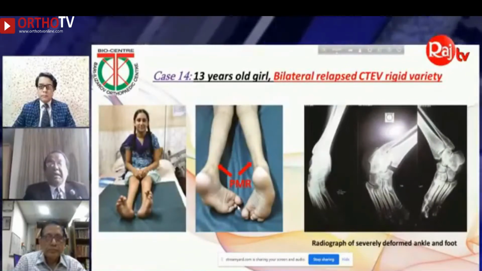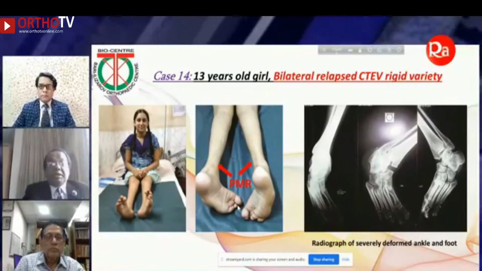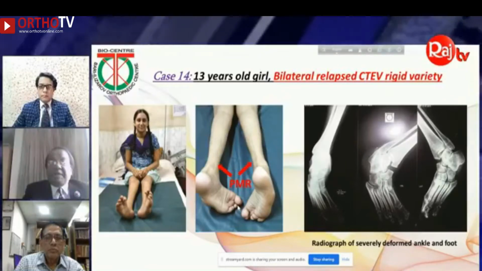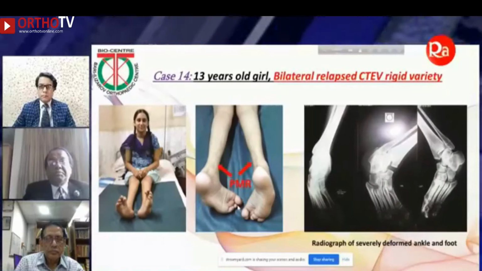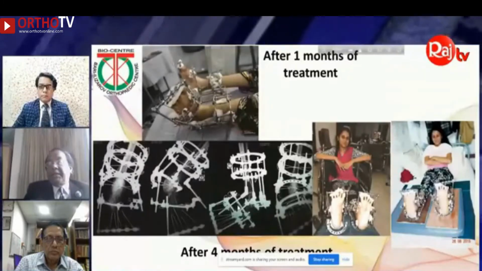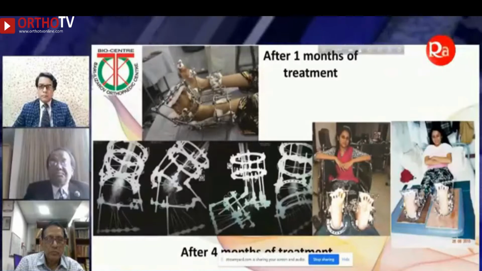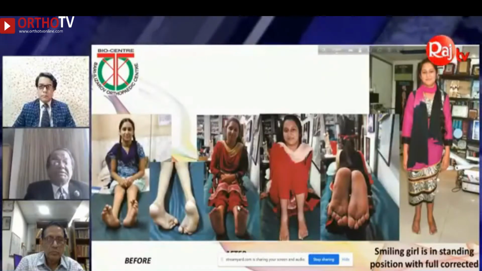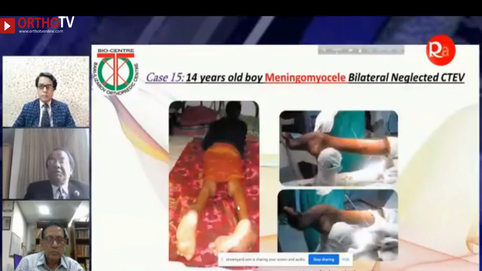Look at this. Again relapsed, 3-dimensional, very difficult case. A 13 years old girl came to me, PMR done. See the bone quality of the right side, 13 years. I have not done any osteotomy here. See, after 4 months of follow-up, sequentially, I have corrected all the components, that is cavus, adductus, equinus, and varus. Now you can see the back side and right side. Just compare. Smiling girl in standing condition.